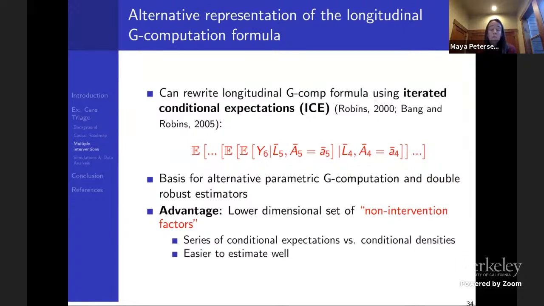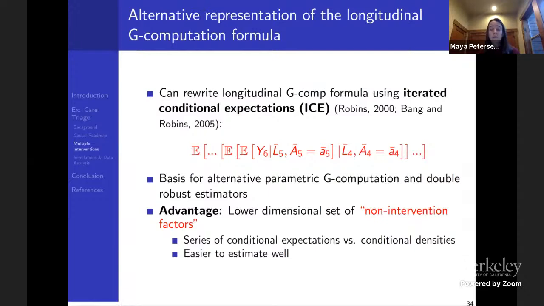So we've just rearranged that same guy from before, haven't changed anything. So why is it worth doing this? Basically, the idea is that by re-expressing the estimand this way, it opens the door, or it immediately suggests an alternative approach for both parametric G computation, but also double robust estimators.